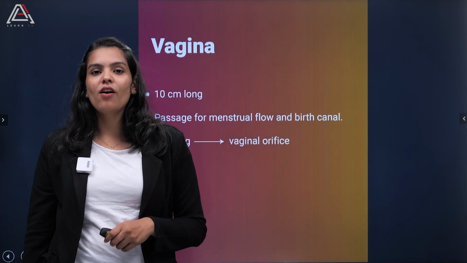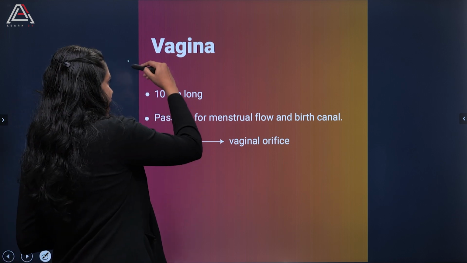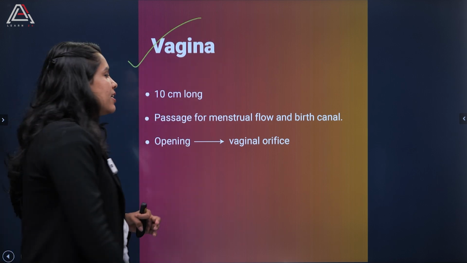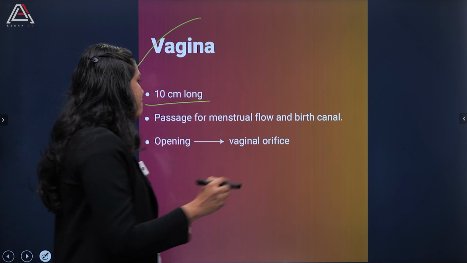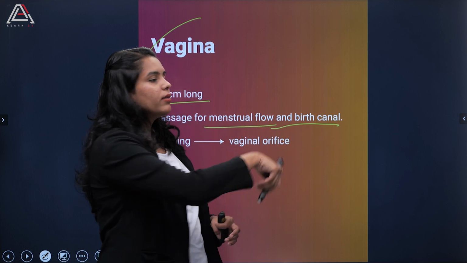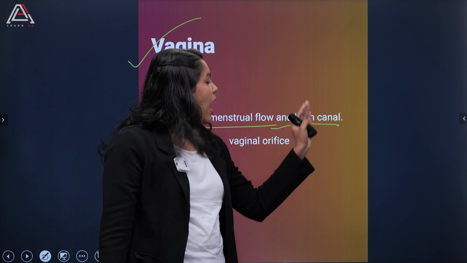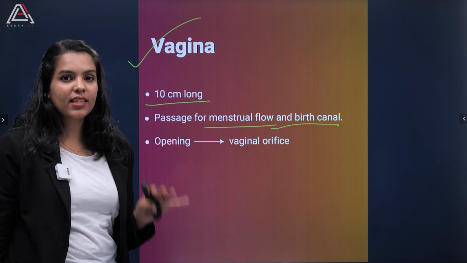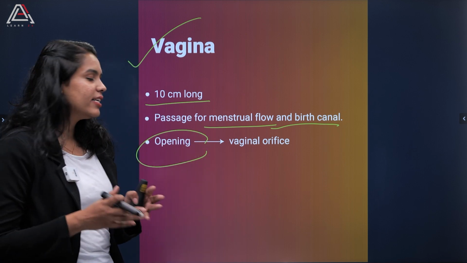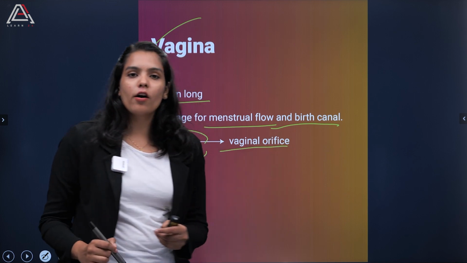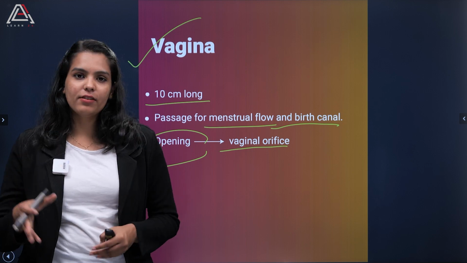Now moving on towards the third accessory duct system, which is the vagina. So the vagina is a 10 centimeter long passage. From this passage itself, the menstrual flow and birth canal occurs. Okay, so this is the passage for the menstrual flow, and also it acts as the birth canal. And the opening, that is the ending of the vagina, is nothing but the vaginal orifice. Okay, so the opening of the vagina is called the vaginal orifice.